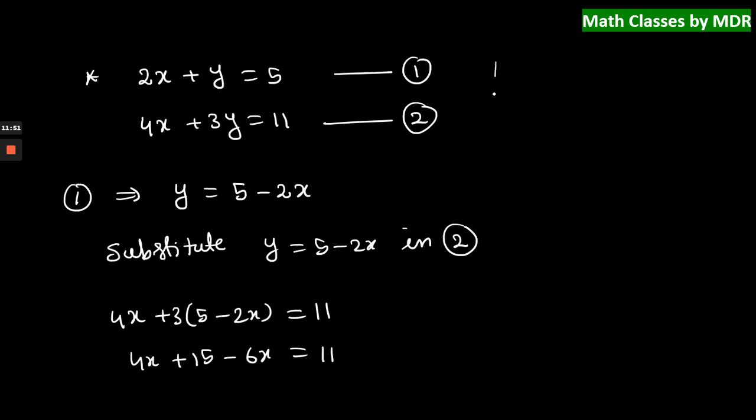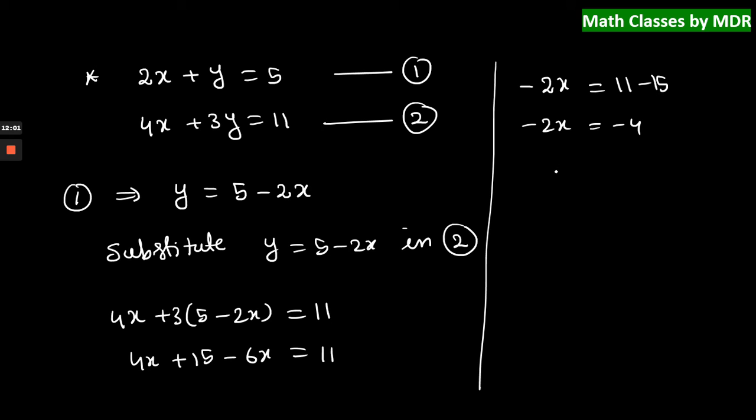So we will have 4x minus 6x is minus 2x, and 11 minus 15, so minus 2x equals minus 4, and x equals minus 4 by minus 2, which implies x equals 2. So the value of x is 2 here.